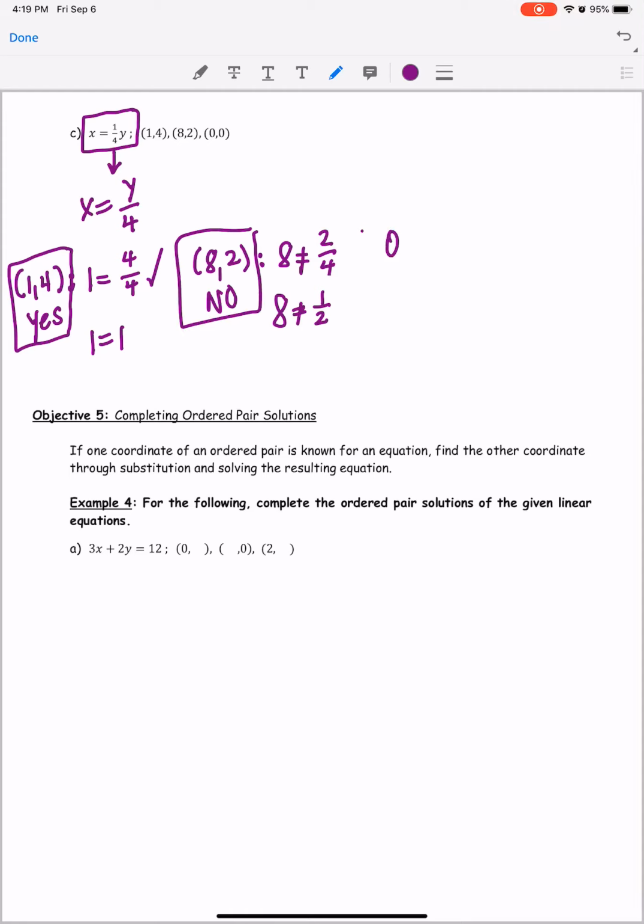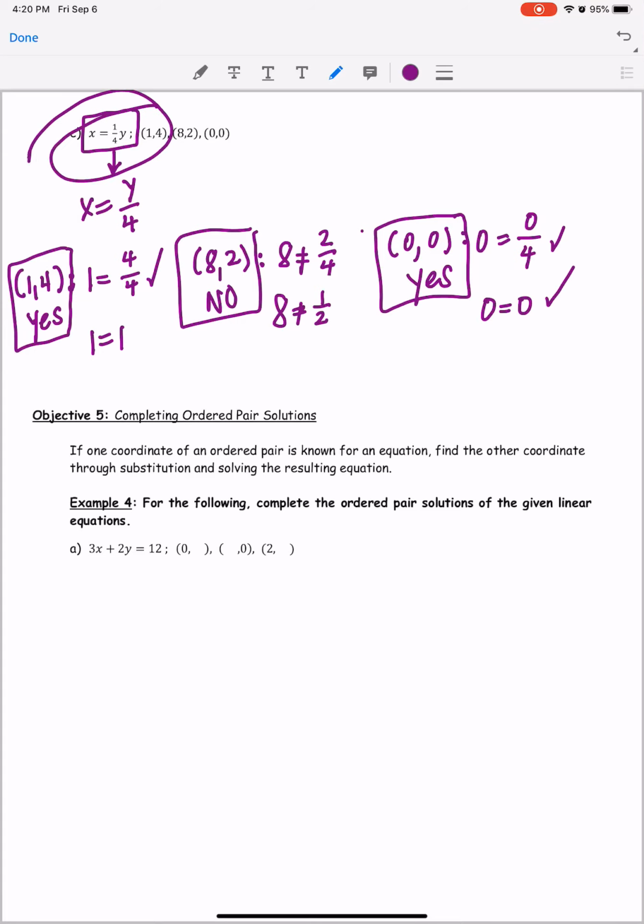And then your last one, 0, 0. You got x equals, so that's 0 equals y over 4. My y is 0. You can stop it there. Or 0 divided by anything is 0. So we got a yes there. Okay, so when you get a problem like this right here, rearrange it so that it's a little bit easier to solve, especially since we haven't done fractions yet.